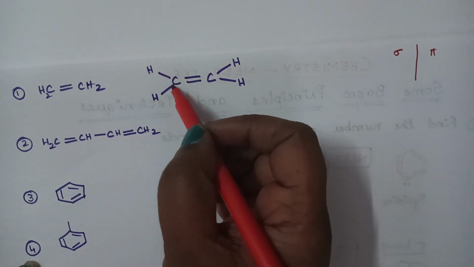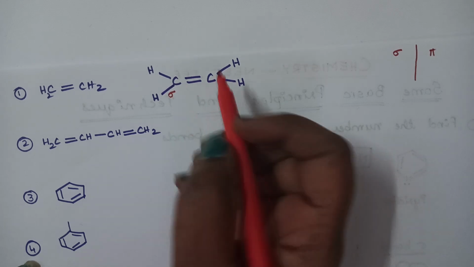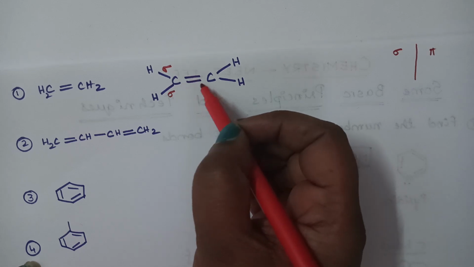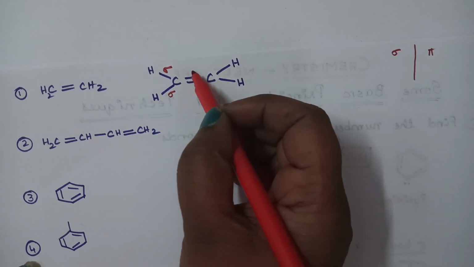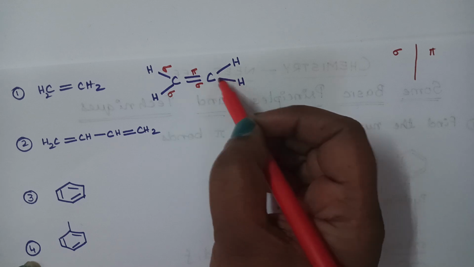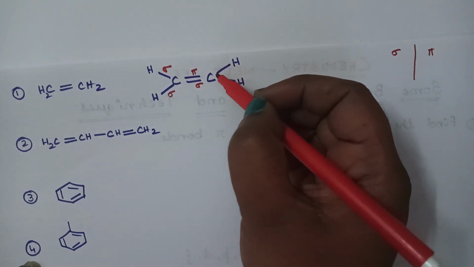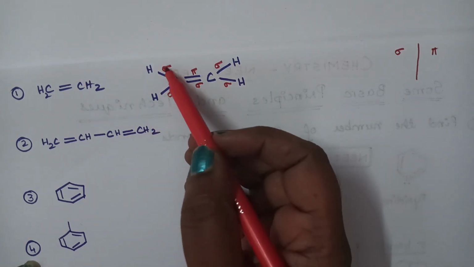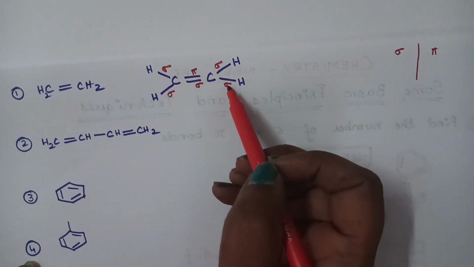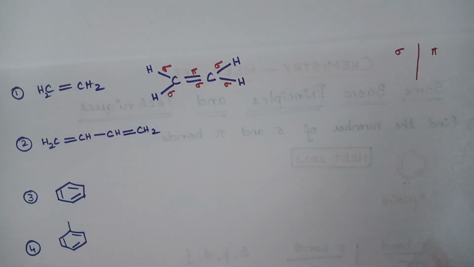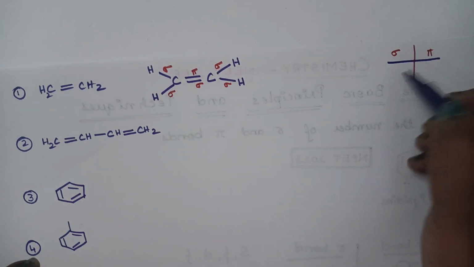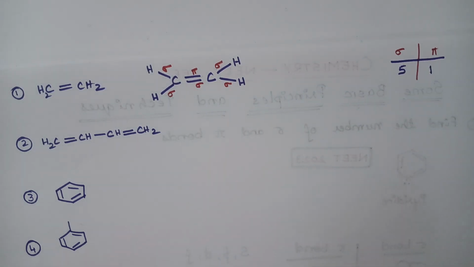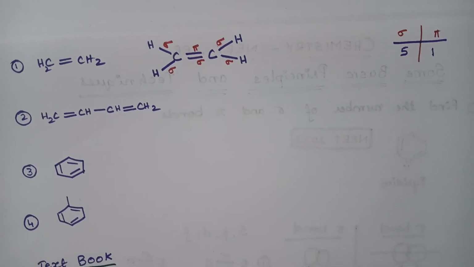Here, a single bond means sigma bond. If a double bond is present, one is a sigma bond and the second one will be a pi bond. Single bond means sigma bond. Single bond means sigma bond. Now count how many sigma bonds there are: 1, 2, 3, 4, 5. So totally there are 5 sigma bonds and 1 pi bond. This is how we find the number of sigma bonds and pi bonds.